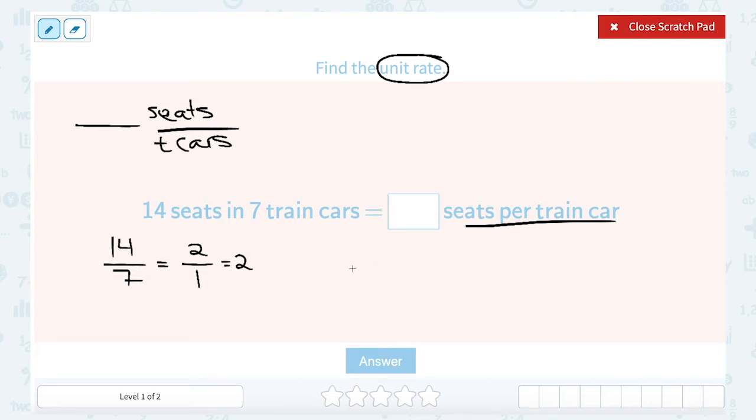But another way you could look at this, if it's 14 over 7, it might be easier, instead of reducing our fraction, to just think of that as division. Remember, fractions mean the same thing as division. So it's always the numerator, or the top of our fraction, divided by the denominator, or the bottom. So maybe the easiest way to think of this is to say 14 divided by 7, which gives me 2, meaning we've got 2 seats per train car, because remember, that's the same as 2 over 1.